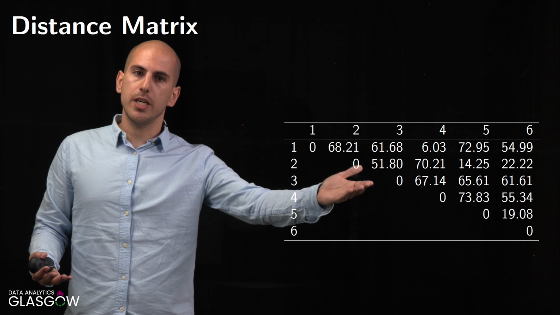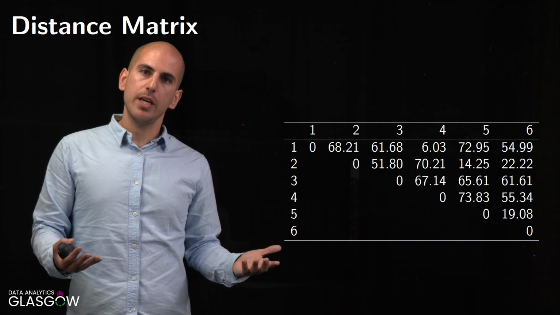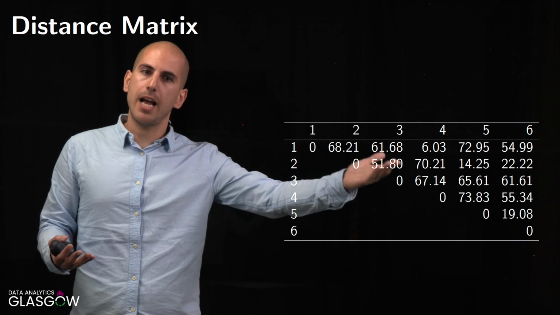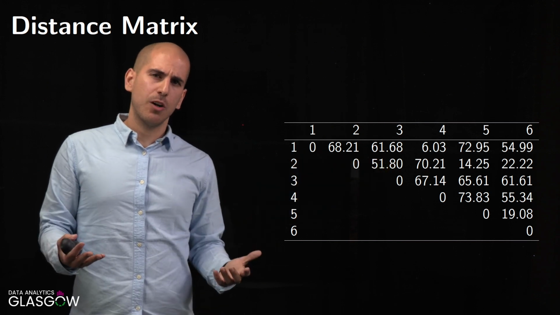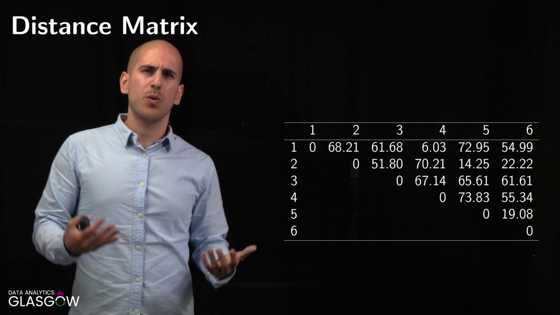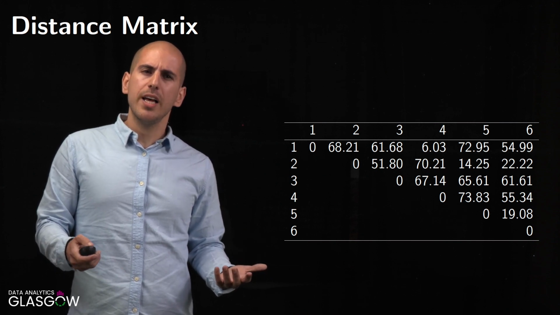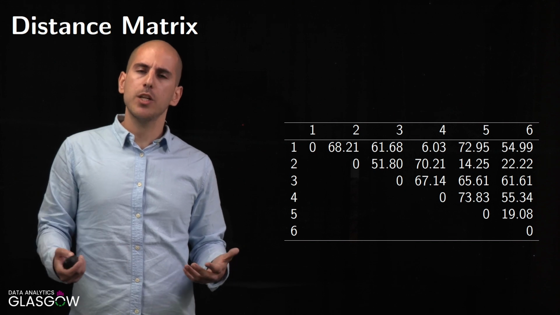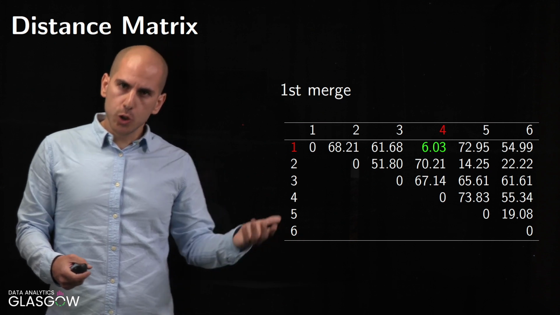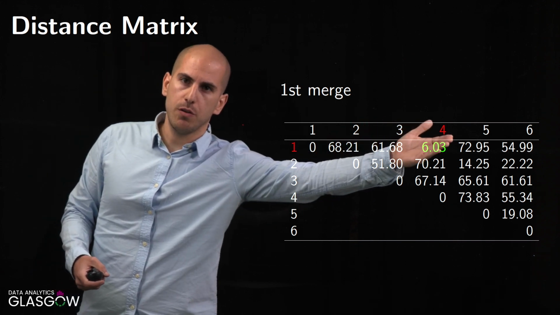I've still left the zeros here just so you could know that the distance between any observation and itself is 0. But essentially what we have to be really interested in is the distances between any observation and any other observation. And what did the agglomerative technique say? That in order to find the next cluster, we have to focus on the smallest distance of the ones that we have there. Well, in this case, the smallest distance between any observation and any other observation is 6.03, and the two observations that have that smallest distance are observation 1 and observation 4.